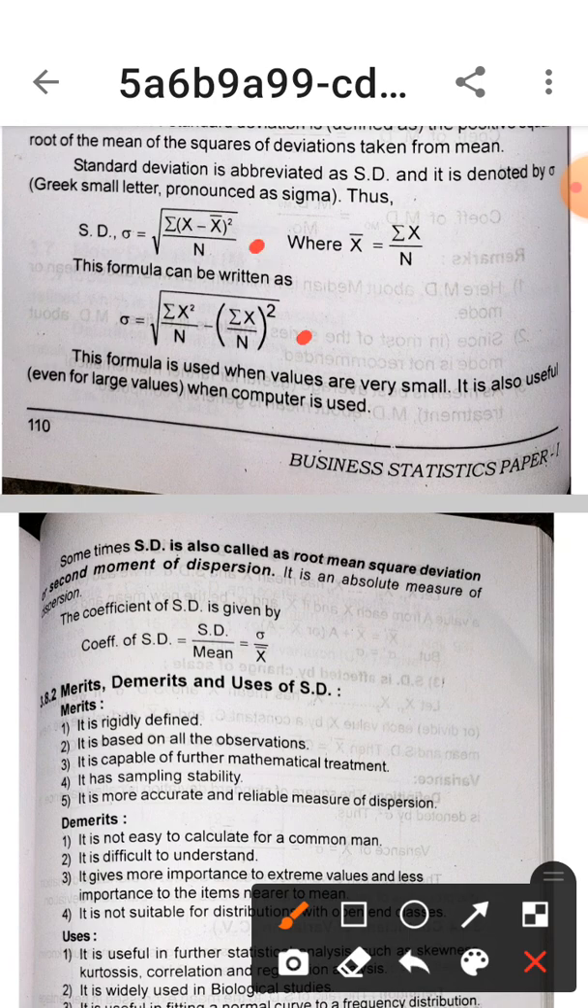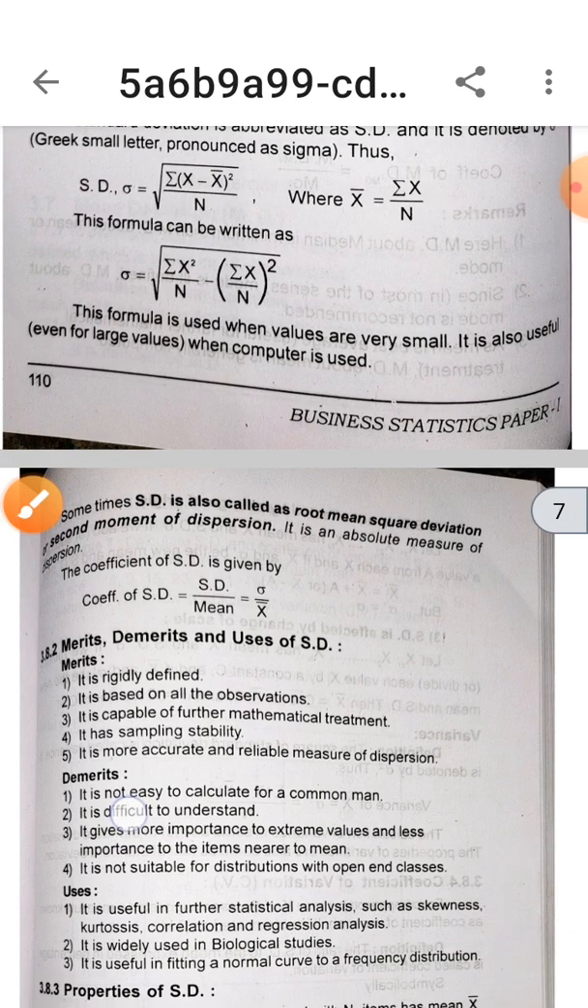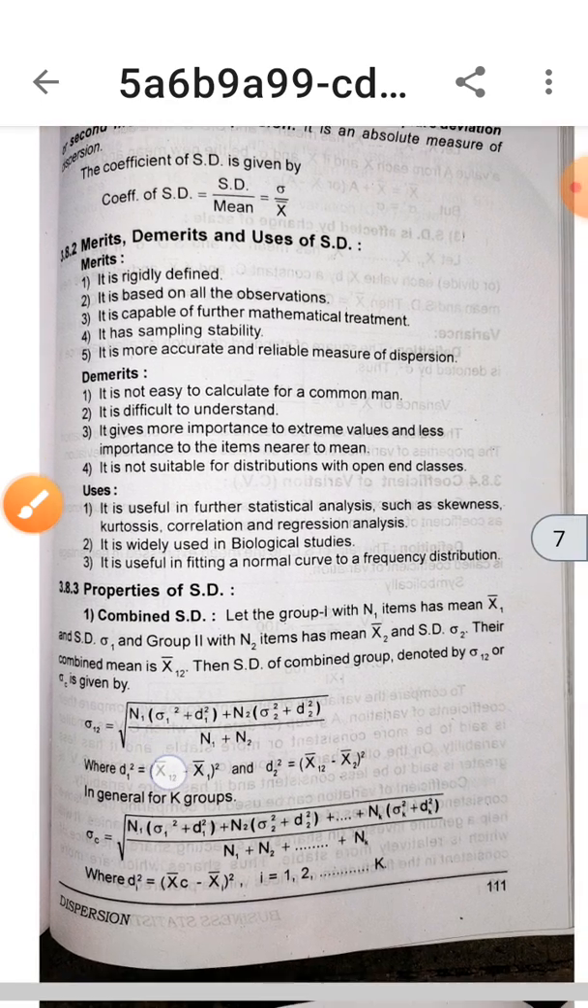Okay, sometimes SD is also called root mean square deviation or second moment of dispersion. It is an absolute measure of dispersion. Okay, the coefficient of SD is given by SD divided by mean. Okay, this is the formula of SD, and this is its relative measure, that is coefficient of SD divided by mean into 100. Okay, there are some merits, demerits, as well as uses of SD. We will discuss it after the calculation of SD.